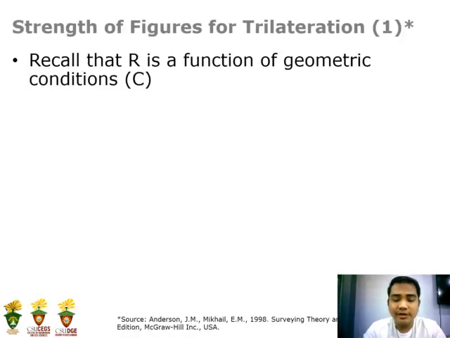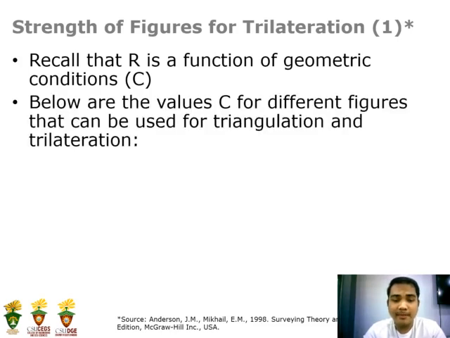For the strength of figure for trilateration, let us recall that R is a function of geometric conditions. So the strength of figure depends on the geometric conditions. Below are the values of C, or the geometric conditions, for the different figures that can be used for triangulation and trilateration. Again, the process of getting the strength of figure for trilateration and triangulation is the same.